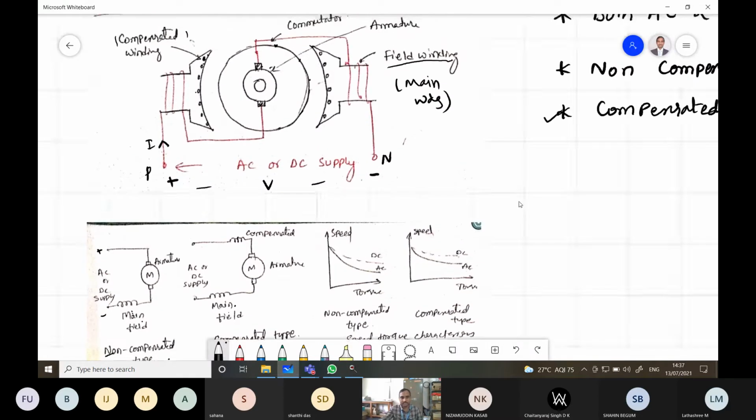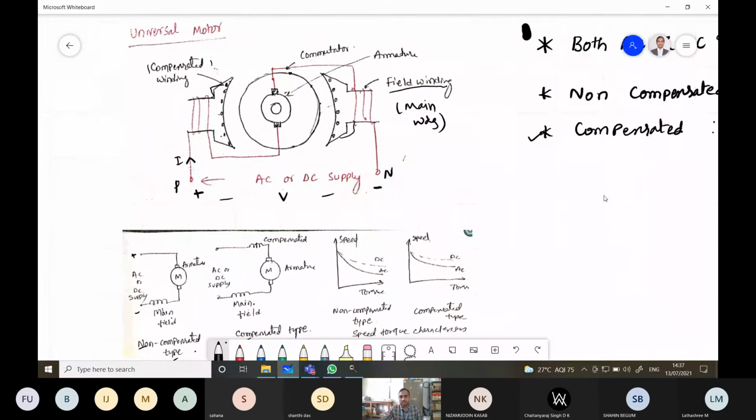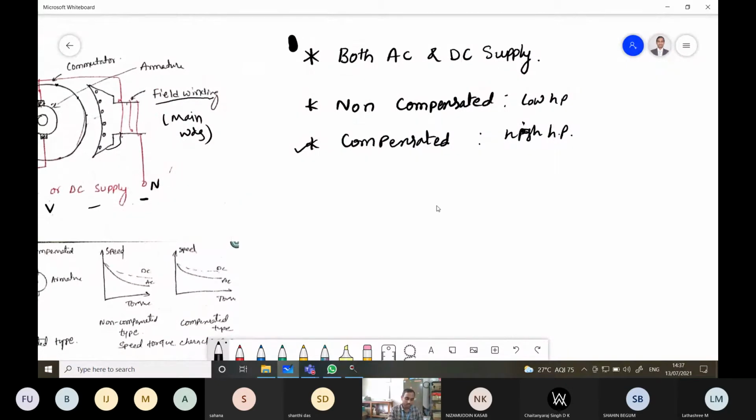So then it is called as compensated type motor. Look into the diagram also, same thing. The field winding is there in series with the armature. Similarly, the compensated winding is also present, that is internally connected in series with the field winding. Okay, so this is the construction of universal motor. These are small capacity series motors which can be operated on DC or single phase AC supply of the same voltage with similar characteristics, and are called universal motors.